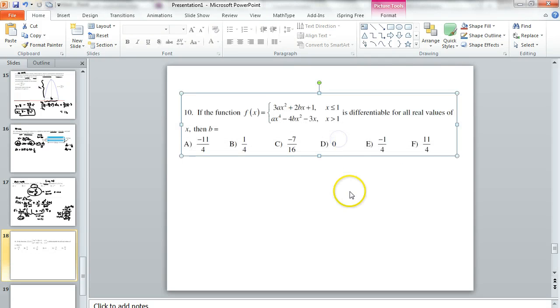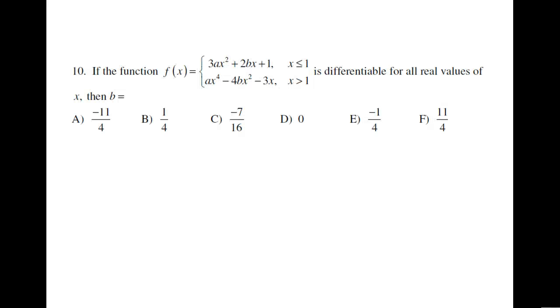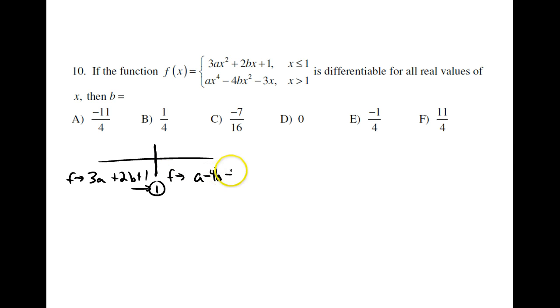Same exam, number 10. This is that same setup. Is the function differentiable? First off, is it continuous? So we make sure that happens. And then, is the derivative continuous, basically? Does the derivative meet up? So at x equals 1, the function's going towards 3a plus 2b plus 1 as you go towards 1. From the other side, as you go towards 1, the function's going towards a minus 4b minus 3. If these aren't equal, I don't have a chance to be differentiable.